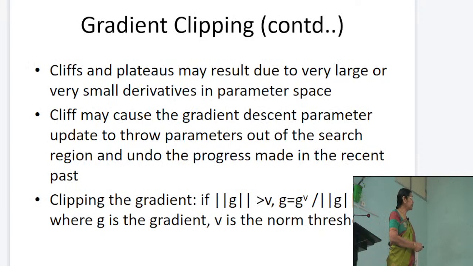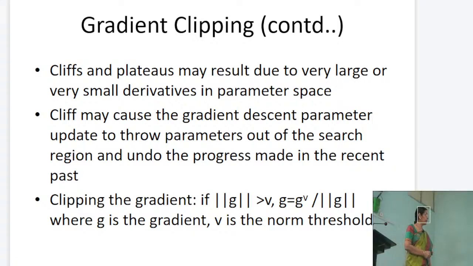So, the clipping of the gradient will place a threshold. If the gradient is greater than a particular value V, then irrespective of the value of the gradient, you will make only a small amount of change, where G is the gradient and V is the norm threshold. Okay.